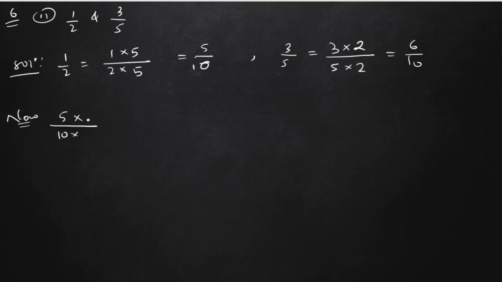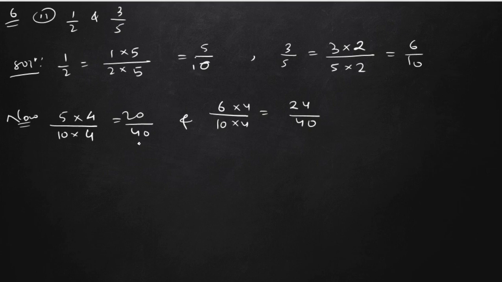Now we need to find three rational numbers. As we need to find three rational numbers, we will multiply the numerator and denominator with one greater number, that is, after 3 we need 4. So 5 4s are 20 and 10 4s are 40, and 6 by 10 also we need to multiply by 4. Why 4? Because we need to find three rational numbers, that's why we have multiplied by one greater number. So this will be 6 4s are 24 and 10 4s are 40. Now you can see that the denominators are the same. Previously also the denominators were the same, but we need to find three more rational numbers, and between 5 and 6 there are no rational numbers.